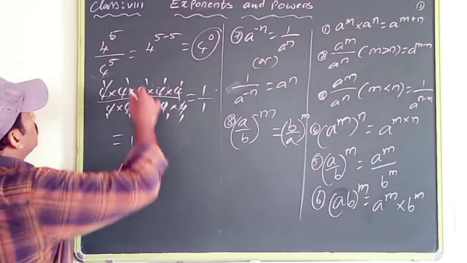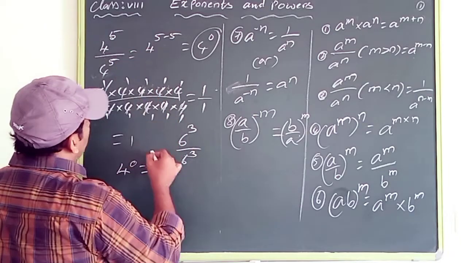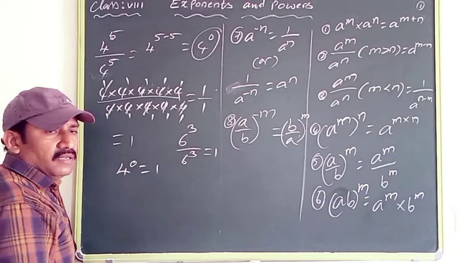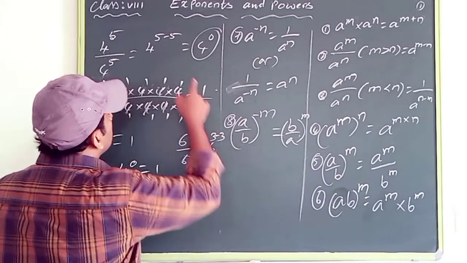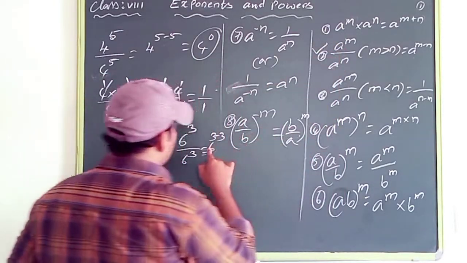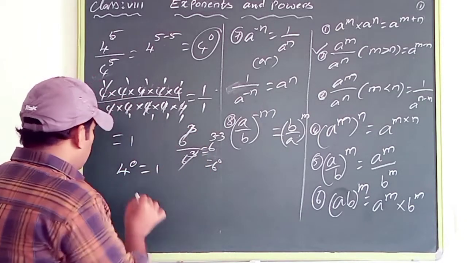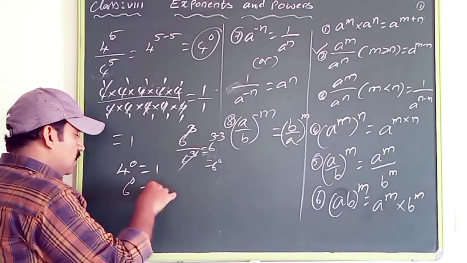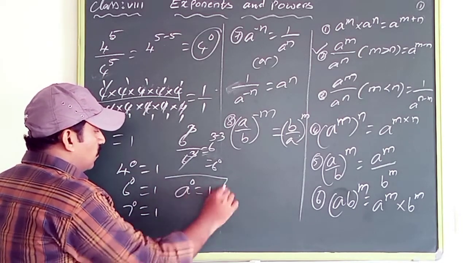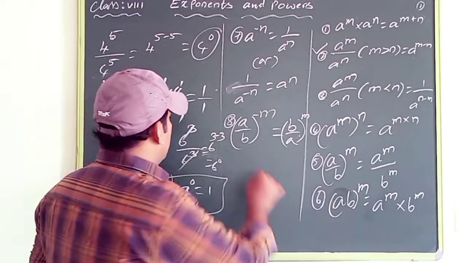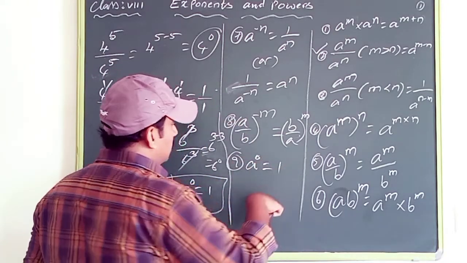Suppose I have taken 6 power 3 by 6 power 3. In the same way, I will get the answer 1. Because by subtracting, I get 6 power 3 minus 3. Using the same formula, 6 power 3 minus 3 means 6 power 0. But by cancelling, I will get 1. So 4 power 0 is 1, 6 power 0 is 1, 7 power 0 is 1. Finally, 8 to the power of 0 is equal to 1. This is a formula I have to write. The ninth one is a to the power of 0 is equal to 1.